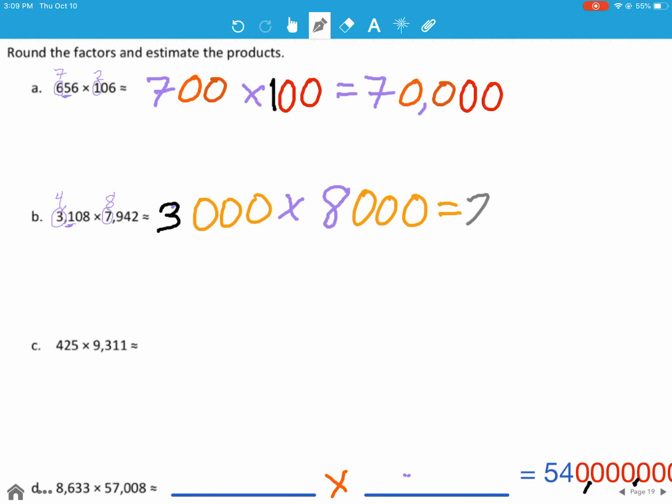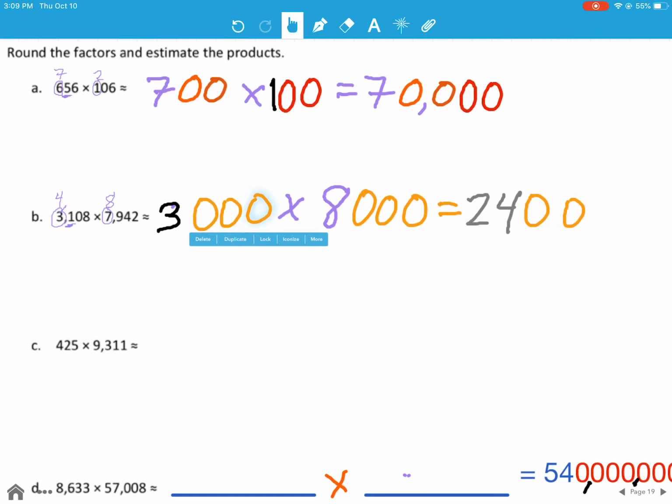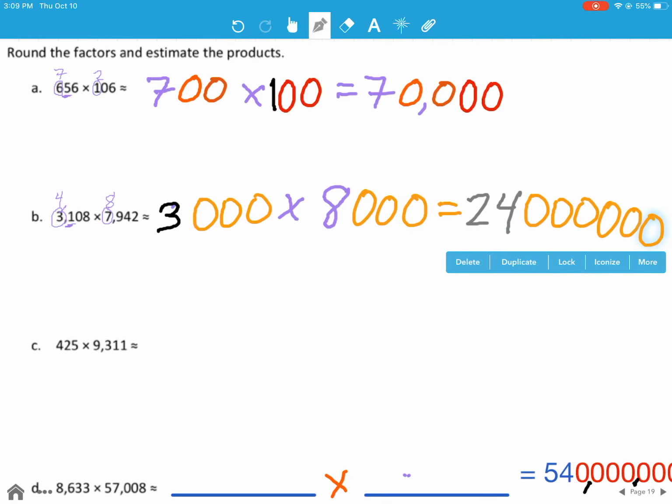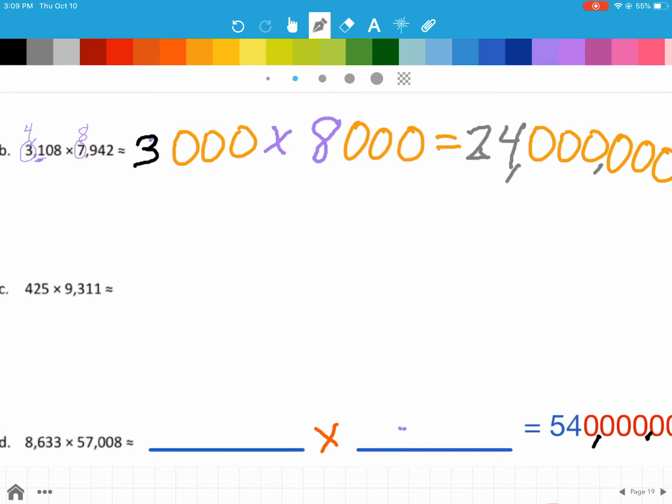Okay, 8 times 3 is 24. And then I can see how many zeros I have. I'm going to type fit. All right, so we have our 24, 8 times 3. And then we have 6 zeros behind it, so that's 24 million. Large number, but you know the estimation is really helping you out.